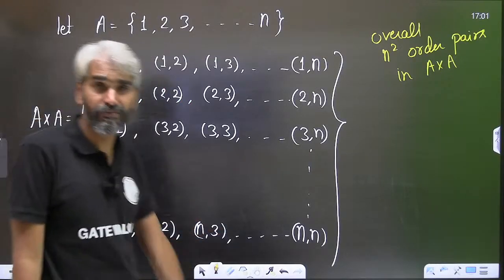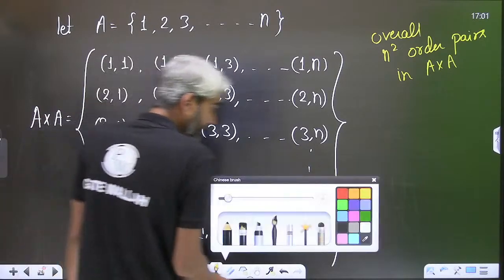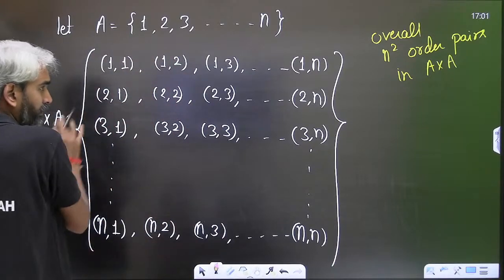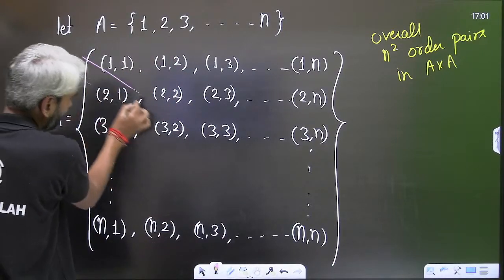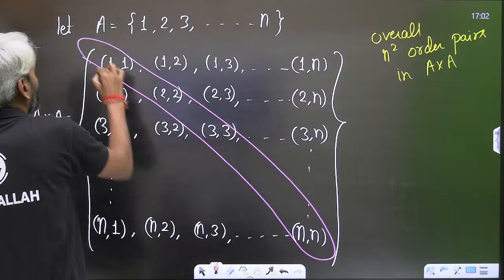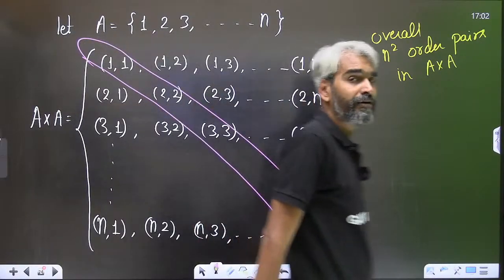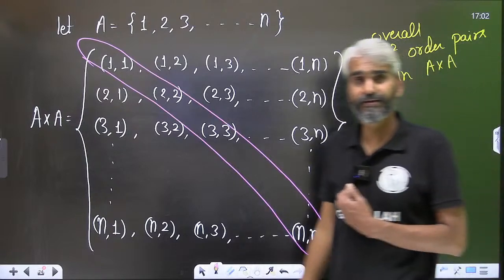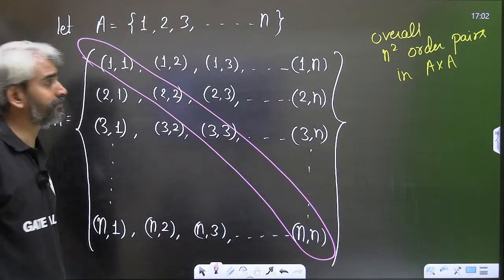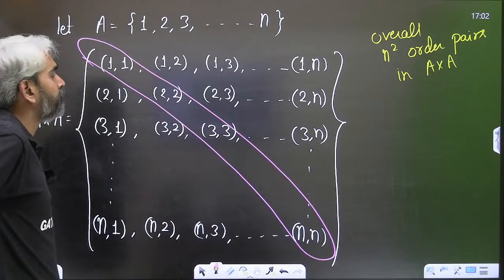So this matrix is very important. Do you visualize one thing? That if I think of this particular thing as a matrix, then these elements are actually on the diagonal of this matrix. Just for the visualization purpose, so that you understand the things with more clarity.